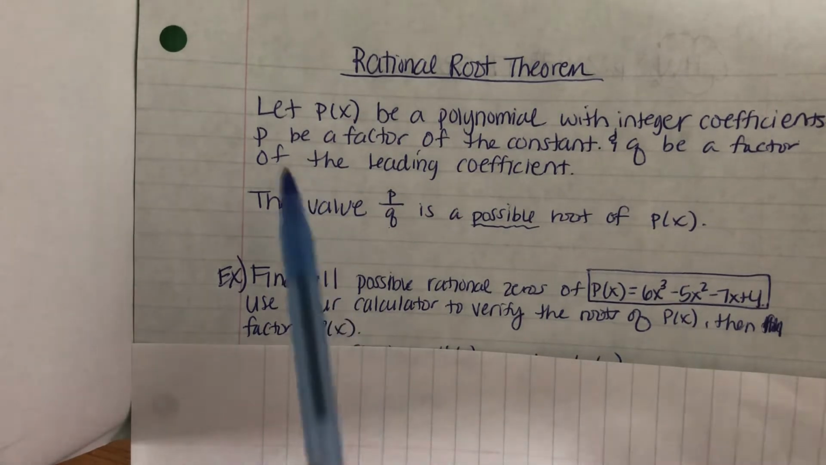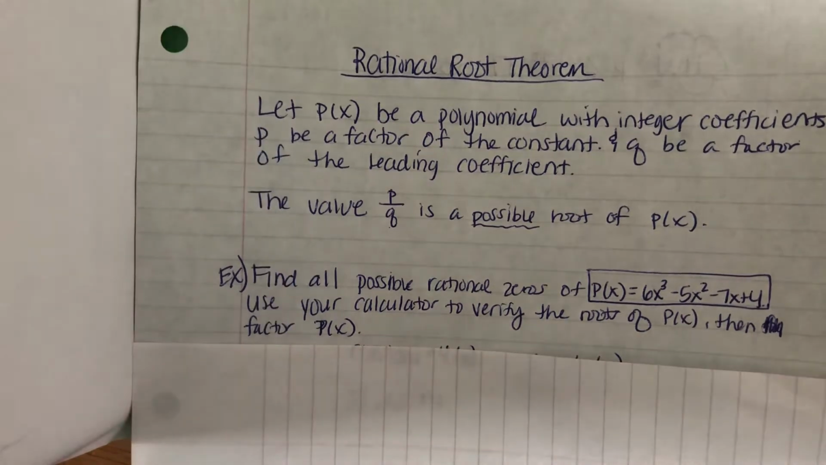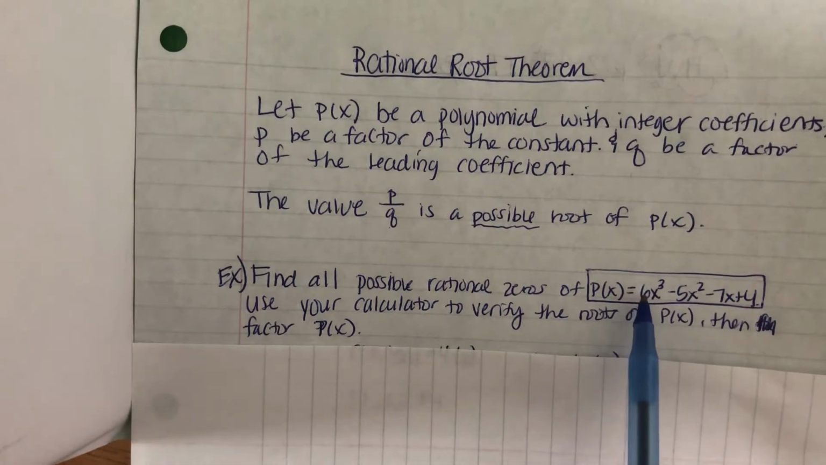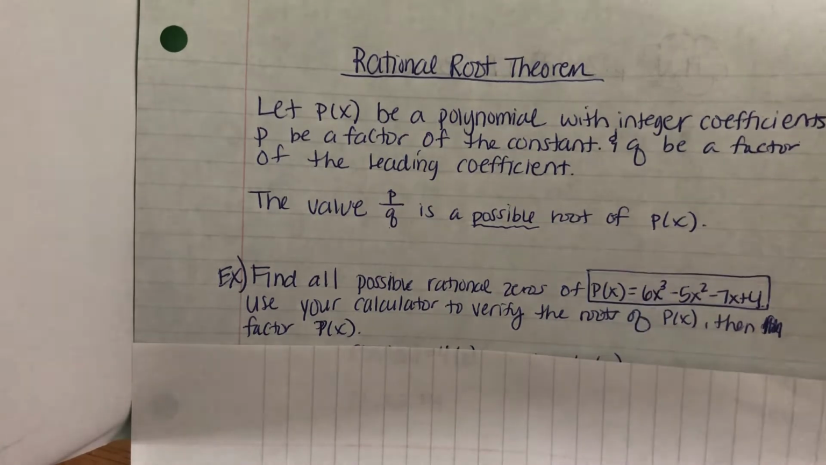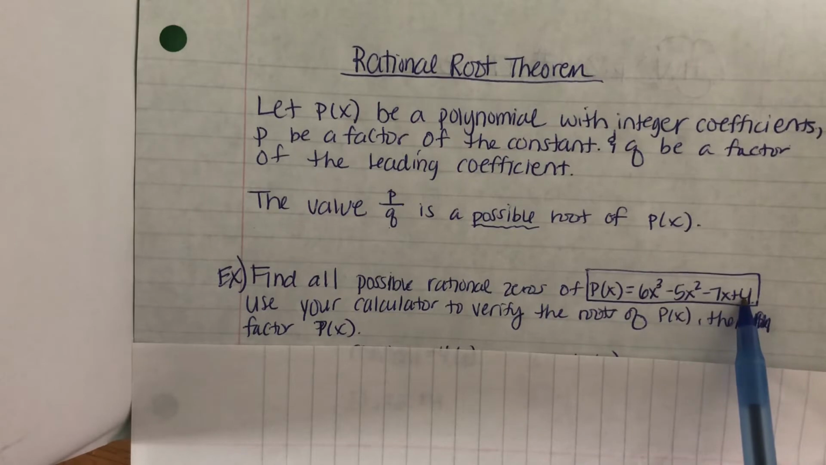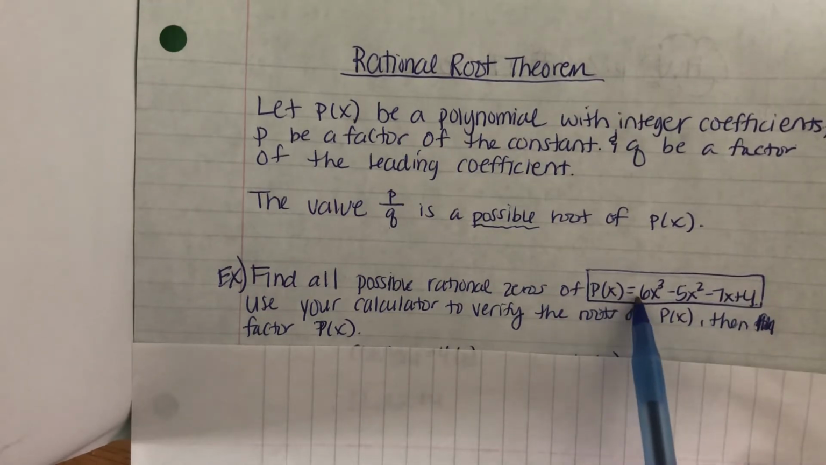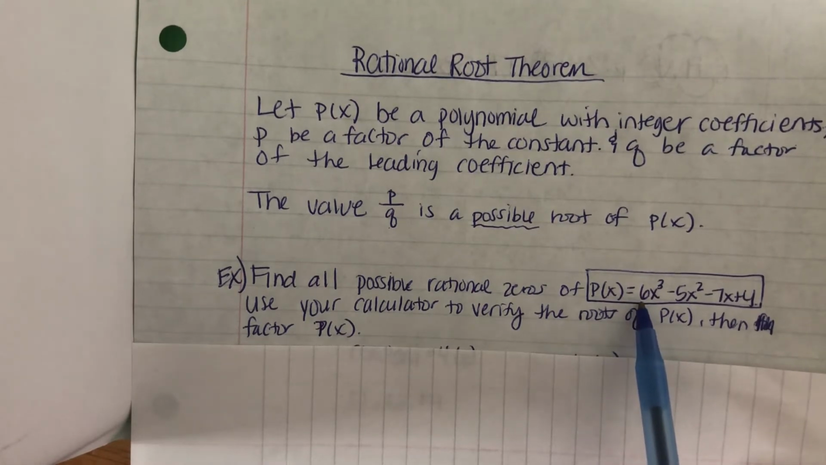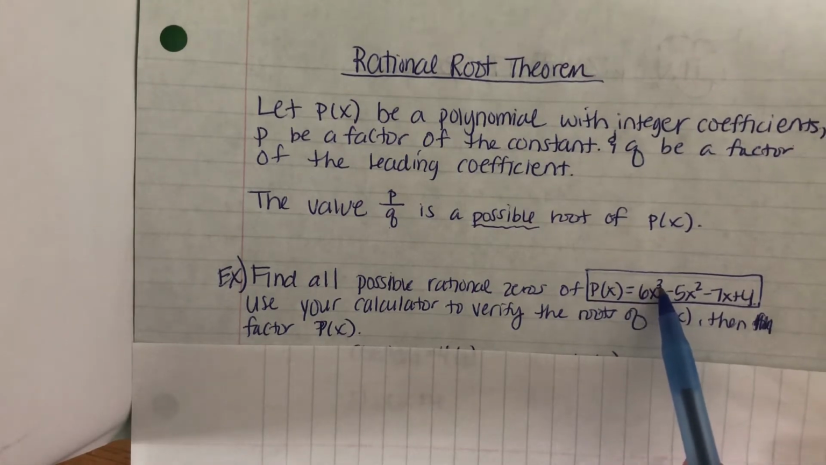So the theorem is listed above, starting right here. Let p of x be a polynomial, like what's in the box, with integer coefficients. Let p be a factor of the constant, so the constant's 4, the plain old number is the constant. And let q be a factor of the leading coefficient, that would be 6. The leading coefficient's the number in front of the variable with the highest exponent.